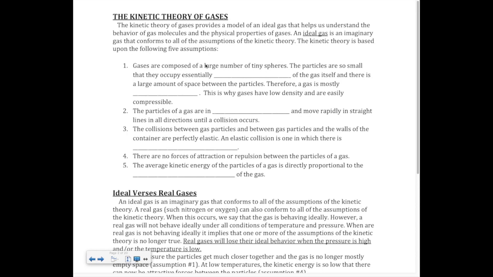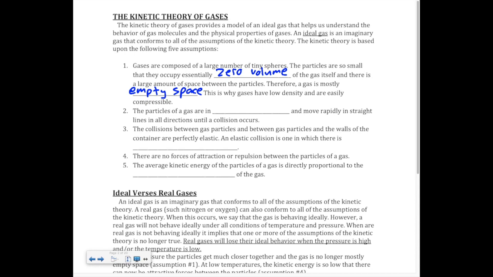And I discussed this in the simulation just before. Number 1, gases are composed of large numbers of tiny spheres. The particles are so small that they occupy essentially zero volume of the gas itself, and there is a large amount of empty space between the particles. Therefore, a gas is mostly empty space. This is why gases have low density and are easily compressible.